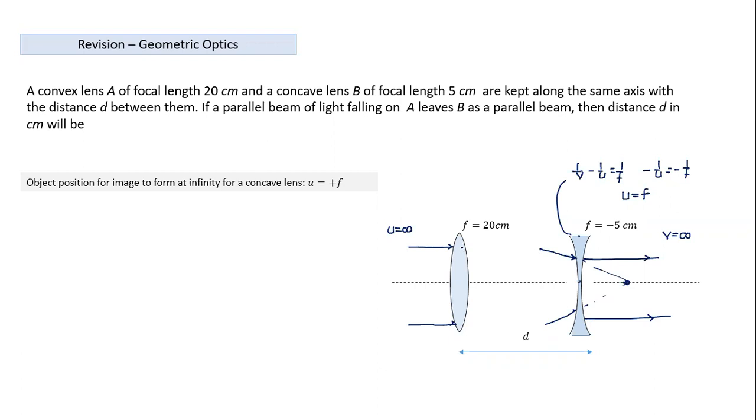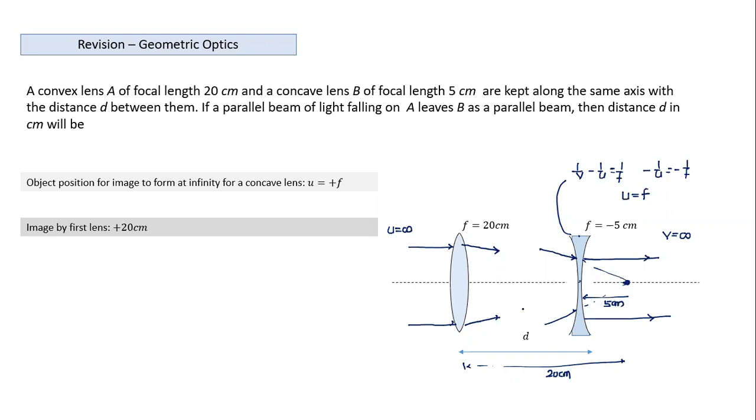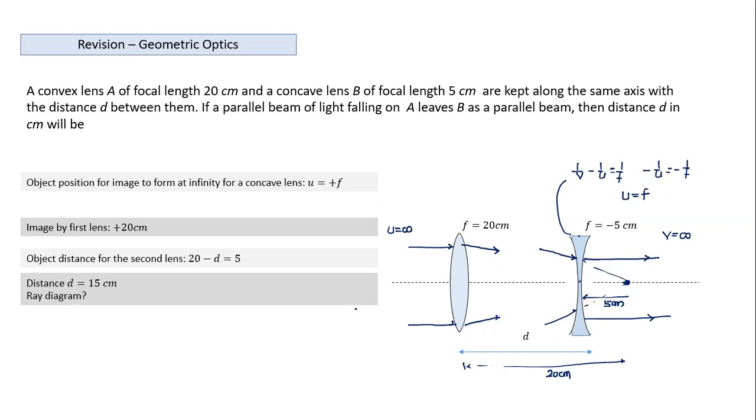But we know this lens forms an image at a distance of, what distance does it form? Focal length is 20 centimeter. It forms an image at a distance of 20 centimeter. So the rays which are refracted from here appear to be intersecting at a distance of 20 centimeter. So what has to be d? If this is 20 centimeter, this has to be 5 centimeter. d has to be 15 centimeter. So the image by the first lens is at 20 centimeter. The object distance is 20 minus d. That has to be 5. So d has to be 15 centimeter. Right.